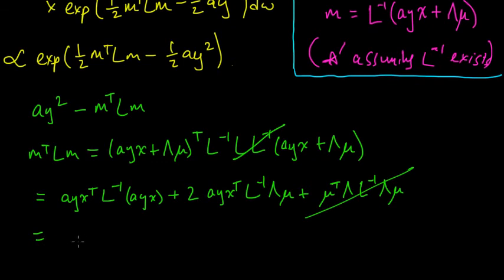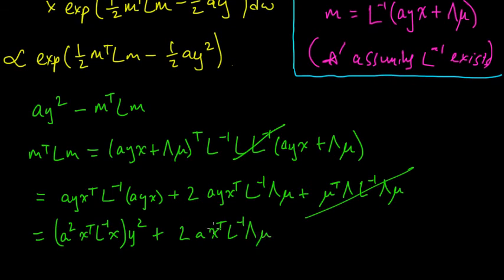Let's go ahead and write this. Let's factor out the y squared part of this. This is a squared x transpose L inverse x times y squared, where a and y are just scalars, plus 2a x transpose L inverse lambda mu times y, just move the y over, plus a constant.